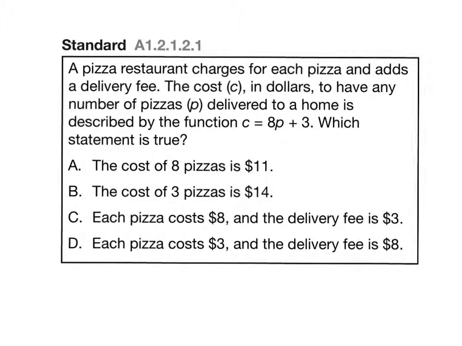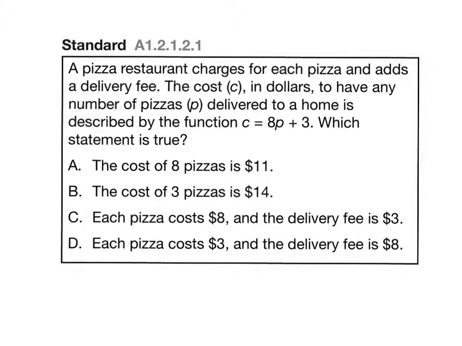So now you have to take a look at these 4 answer candidates and choose which one makes sense. The first one, we can rule out immediately. The cost of 8 pizzas is $11. That doesn't really make any sense. The second one, the cost of 3 pizzas is $14. Well, if I put a 3 in here, that's 8 times 3, which is 24, and 24 plus 3 is not going to make 14. So we rule B out immediately.